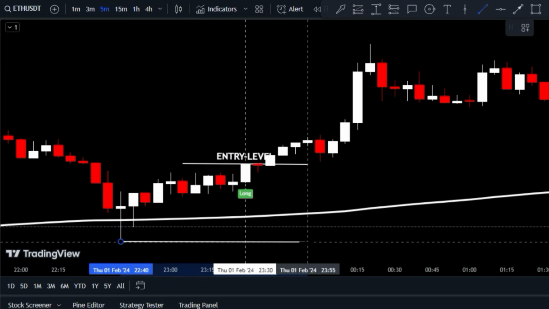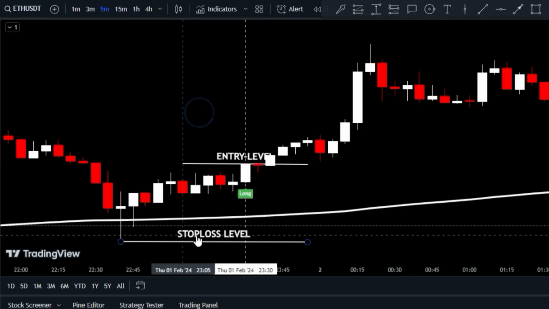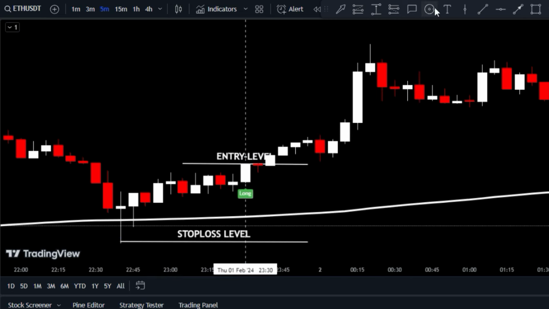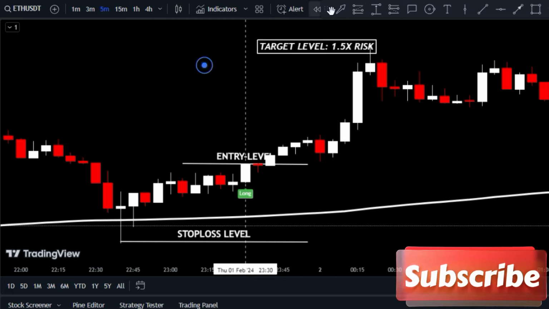Then, for risk management, place your stop loss under the recent swing low. The best target for this strategy is to use a risk-reward ratio of 1 to 1.5.